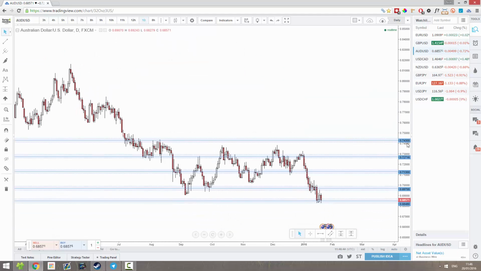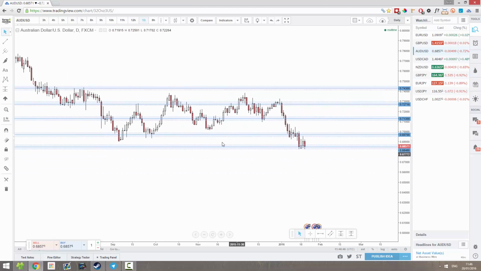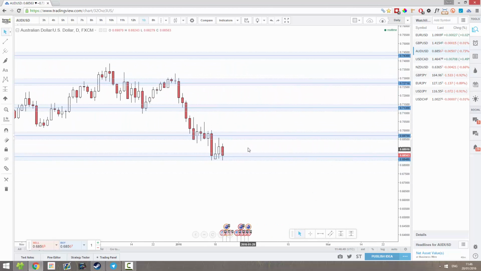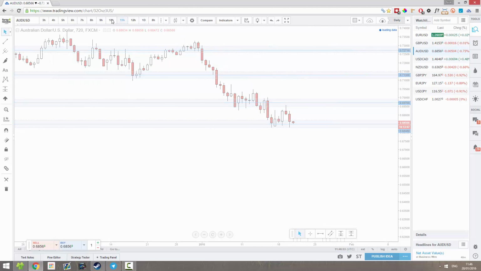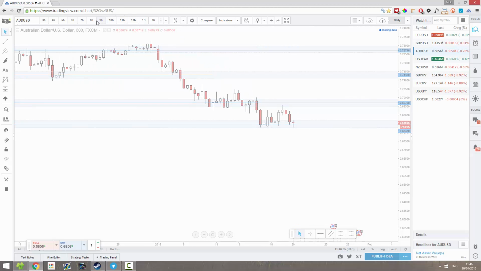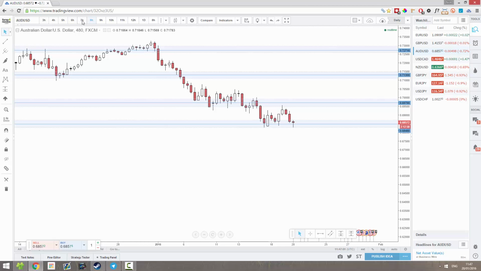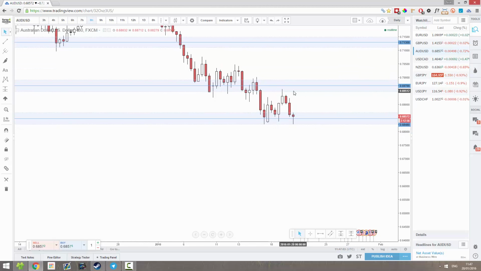But what about AUD USD? Okay, this is where it starts to get fun, because we have a potential trade set up here on a lower time frame. You can already see it on the 10 hour. We don't really trade the 10 hour though, but you can see where this is going. So 8 hour, what do we have here?